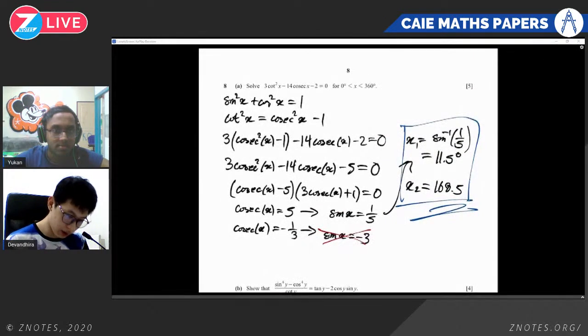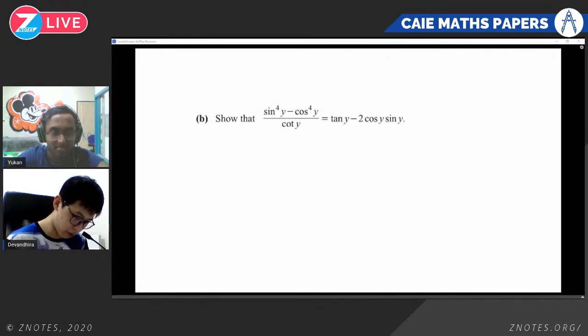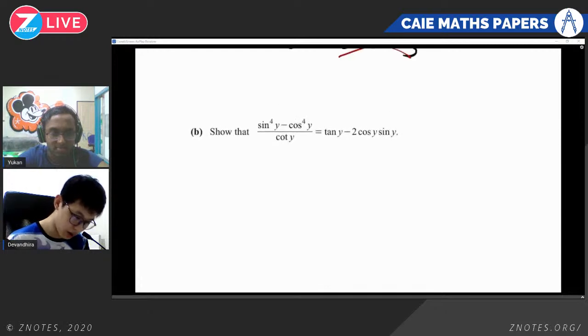So everything okay here? Okay, that's good. Next one. Show that sine power 4 y minus cos power 4 y over cot y is equal to tan y minus cos y sine y. Okay.